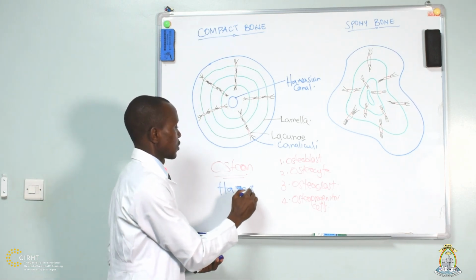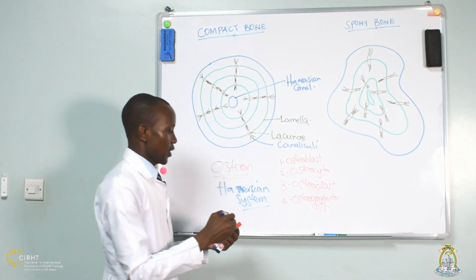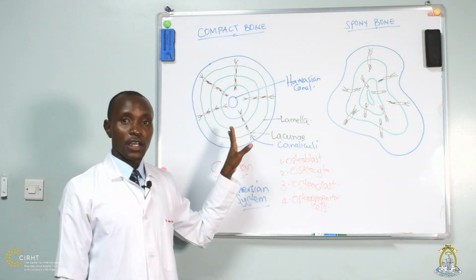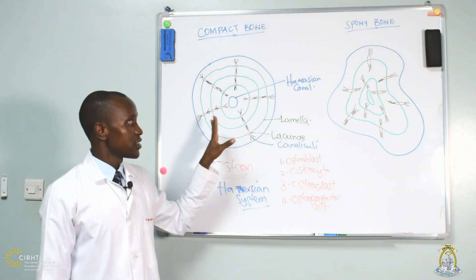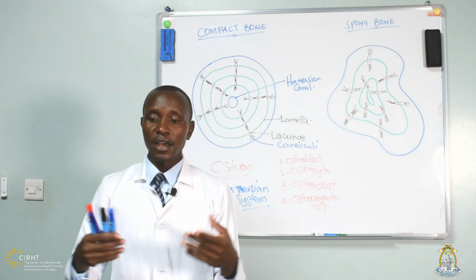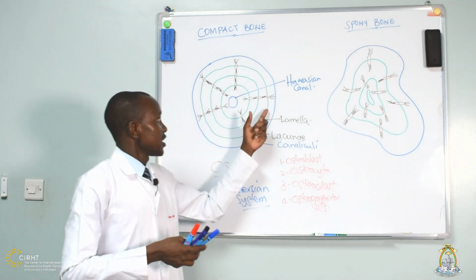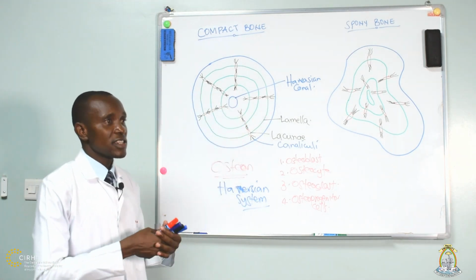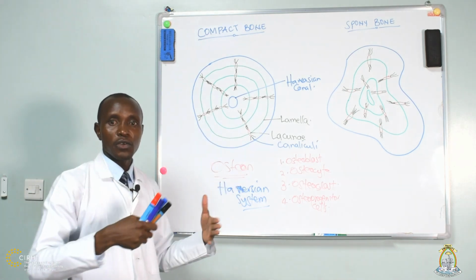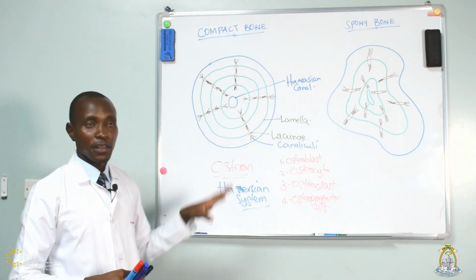Haversian system is another name of the osteon, okay? And that is the general structure of the compact bone. This is what gives a compact bone its tensile strength. That is why the bone is very, very strong, because this concentric-like lamella is running parallel to the shaft of the bone, or to the diaphysis of the bone, and it gives the bone its tensile strength.